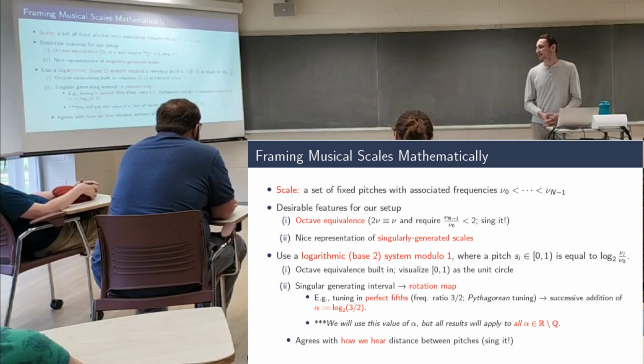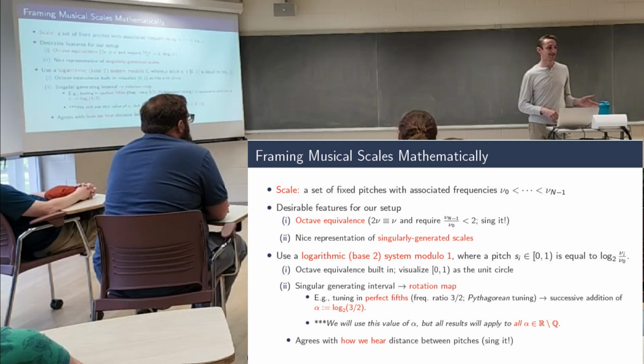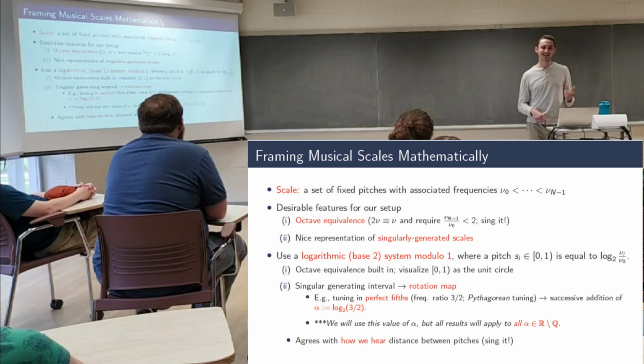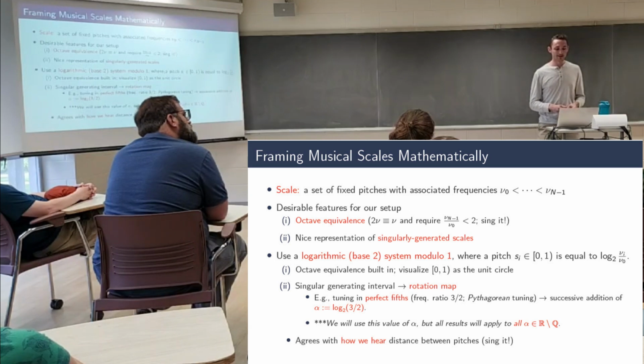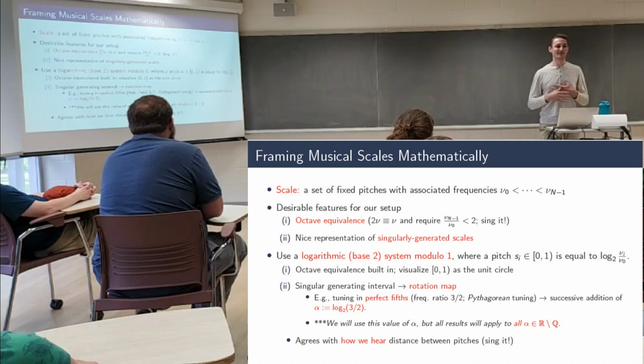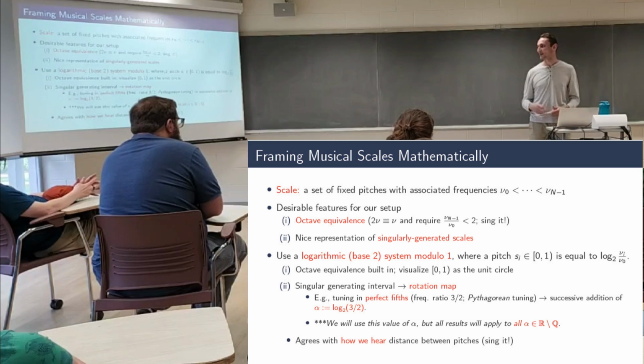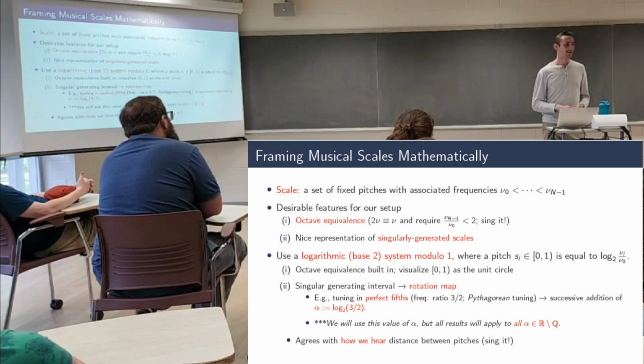And then the third reason is that a logarithmic system, instead of working with the frequencies directly, agrees with how we hear the distance between pitches. If I sing twinkle, twinkle, little star, and I sing it again, the difference between the frequencies of each adjacent pitch is different between the first time I sang that and the second time. But the ratios of the pitches are the same. So the log of the ratios are the same. And this is a nice way to think of that in terms of addition instead of multiplication.